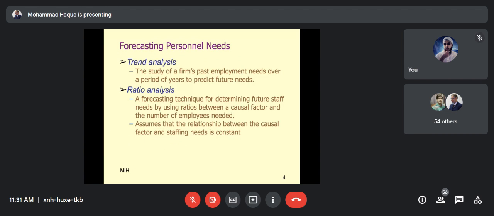As far as forecasting is concerned, one of the popular methods of forecasting is trend analysis. It's a statistical technique where the study of a firm's past employment needs over a period of years is done to predict the future needs. What has been the trend in the past? How many people have normally left the organization? How many people on an average have retired from the organization? How many people on an average have been fired from the organization? So on and so forth.